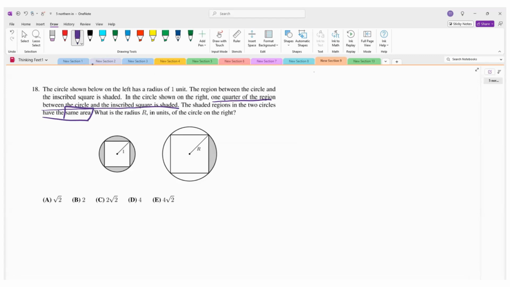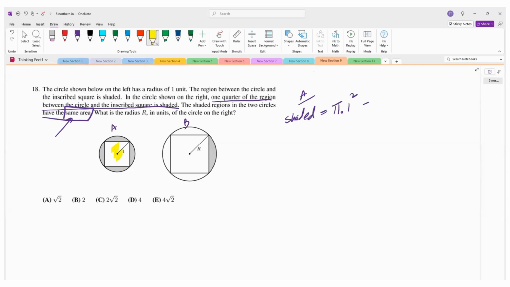Okay, so when it says same area, it's kind of hinting at what equation we will have to build, right? Let's call this circle A, circle B. Let's do circle A first. So the shaded area is essentially the difference between the circle area, which is pi times 1 squared, minus the area of this square inside.